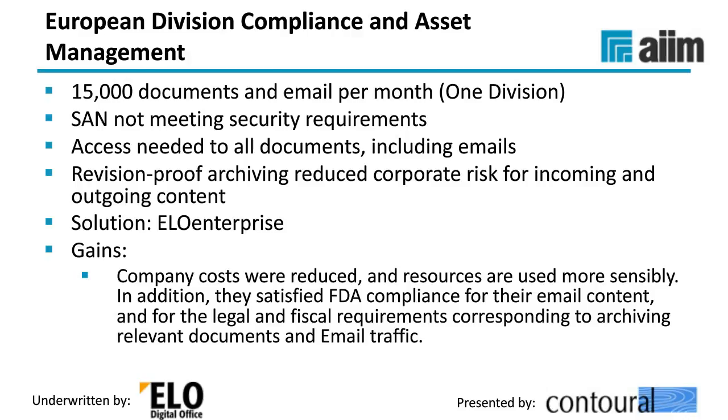They had about 15,000 emails containing documents a month in this one division that were of concern to them. And they were under regulatory requirements. They found that their storage area network, where they were just keeping attachments and keeping emails, was not meeting the security requirements of their local government. So they needed to combine that with also having to have access to all the documents, including the emails, so they could relate them together.